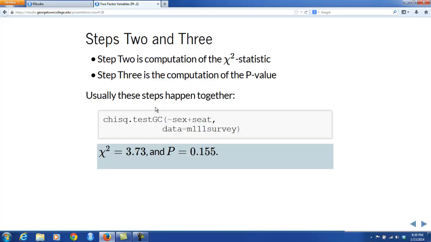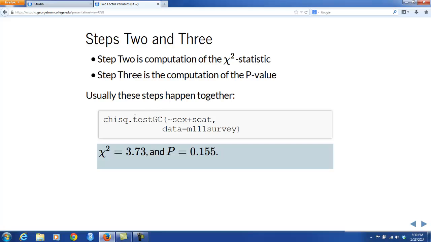Now, steps 2 and 3 are separate steps, but they're often happening in computation together. Step 2 is computation of the chi-square statistic, and step 3 is computing the p-value, finding the chance of getting a chi-square statistic at least as big as the one you got if the null is true.